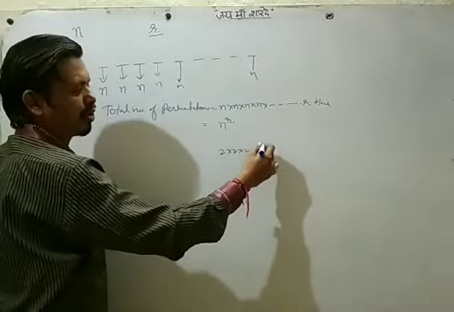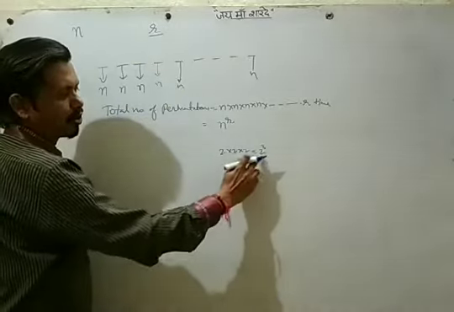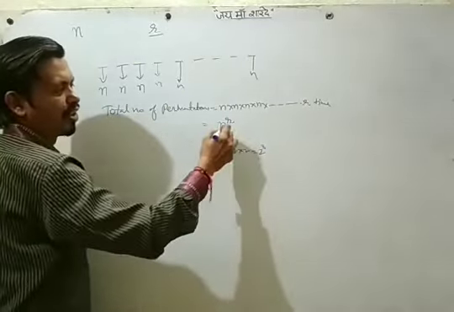So what do you write? 2 cube. So 2 is multiplied 3 times, so 2 to the power 3. N is multiplied r times, so n to the power r.